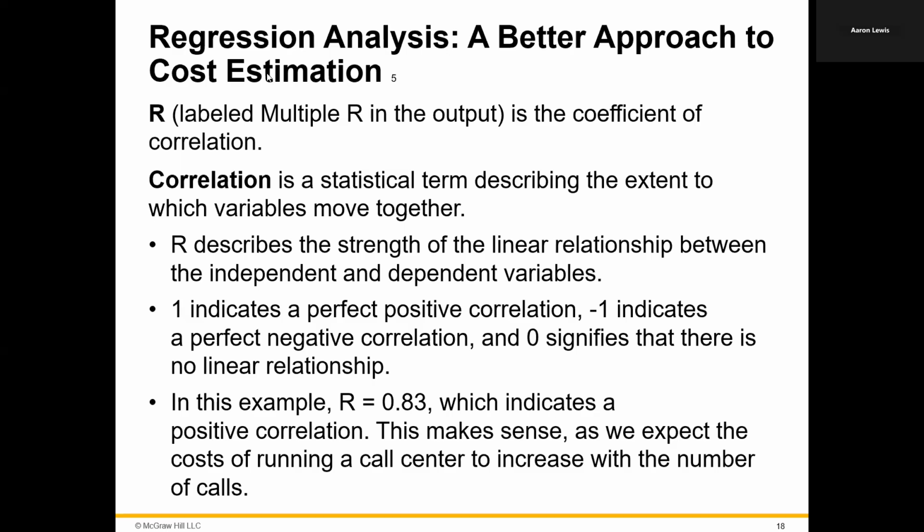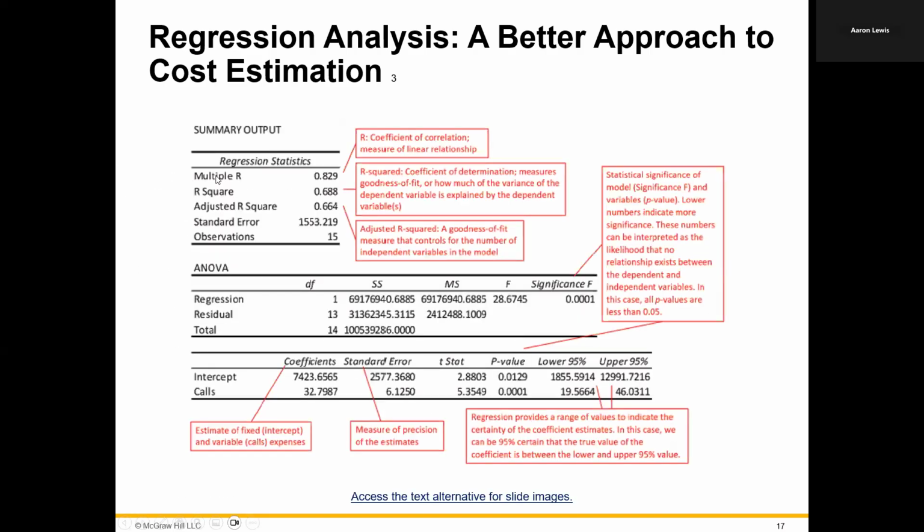On the summary output that Excel gives you when you do regression analysis, you'll see that there's a bunch of things that are listed as R in the corner. There's multiple R, R square, and adjusted R square. And each one of those has its own unique function in determining the relationship between your predictor variable and your outcome or response variable.